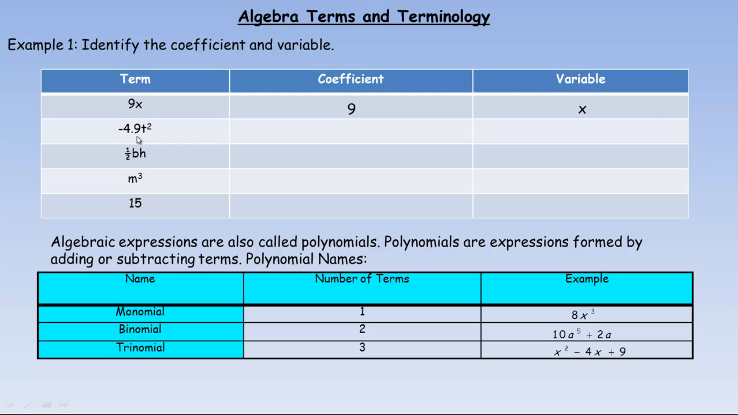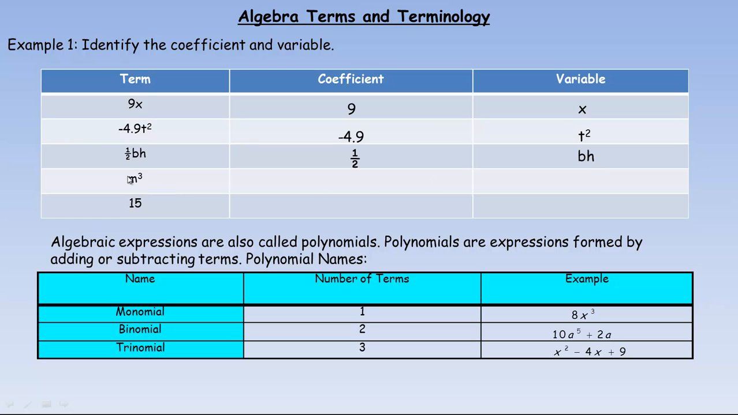In negative 4.9 t squared, the negative 4.9 would be the coefficient, and the t squared would be the variable part. Now you might recognize this 1/2 BH as the area formula for a triangle. And so the half is the coefficient and the BH is the variable part. So here's a more concrete example of what unknown means. There's lots of different triangles that we could find the area of. And if we selected 20 different triangles, they might all have different bases and different heights. So that's what I mean by those numbers can vary. B represents the base length and H represents the height of the triangle.